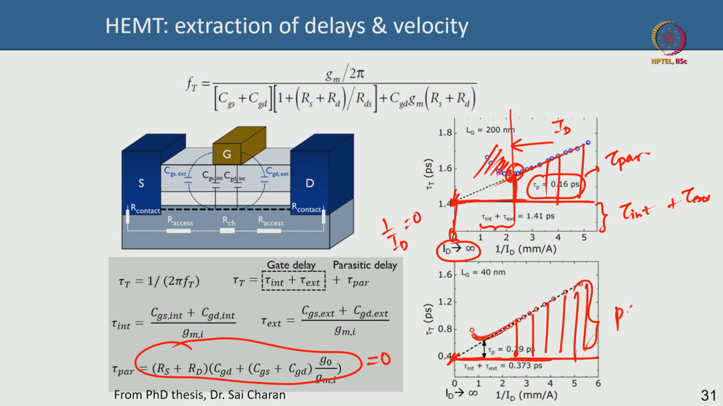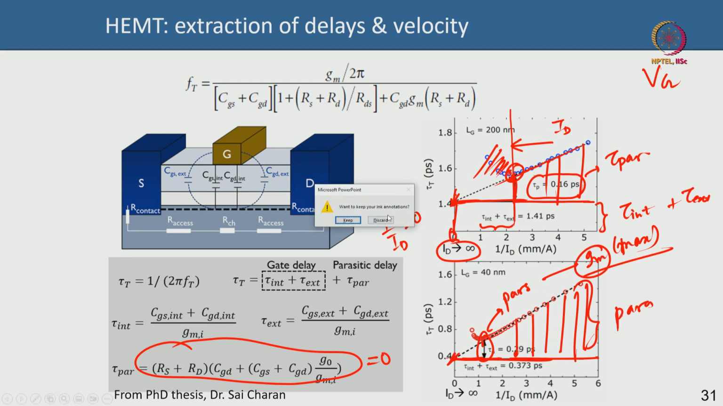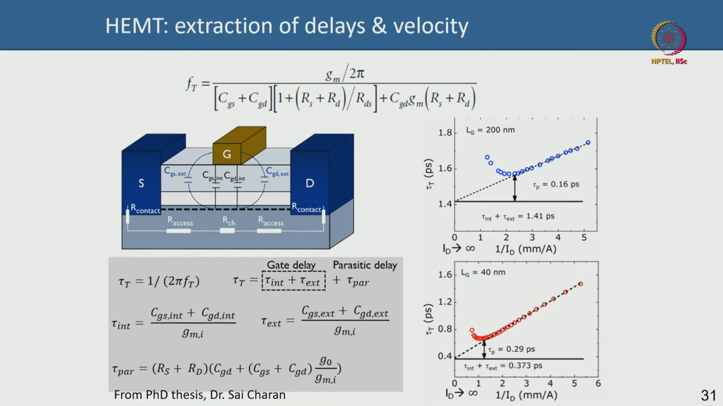So, all of these are parasitic delay. At the minimum point, this is your true parasitic delay corresponding to the highest max GM. You always get the highest FT, or highest cutoff frequency, for a gate bias that gives you the highest GM, more or less. So this minimum point corresponds to the peak FT or peak GM, very close to that. This is your peak GM point.